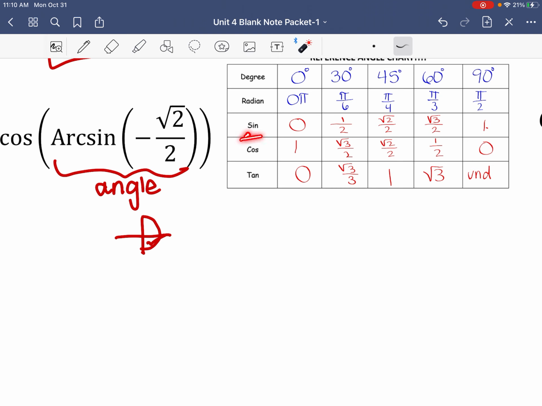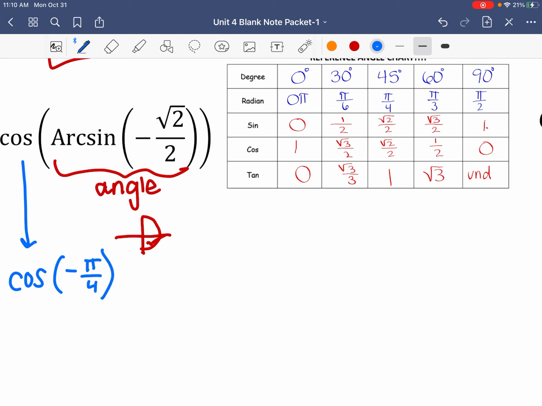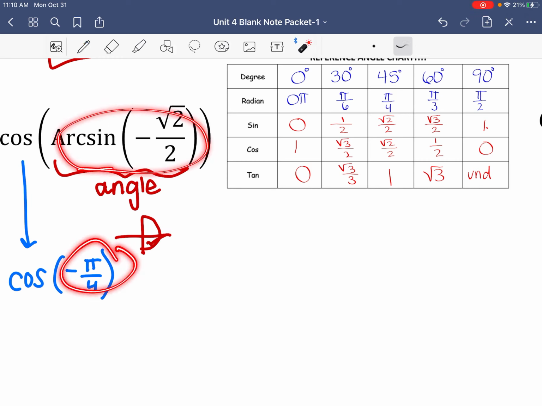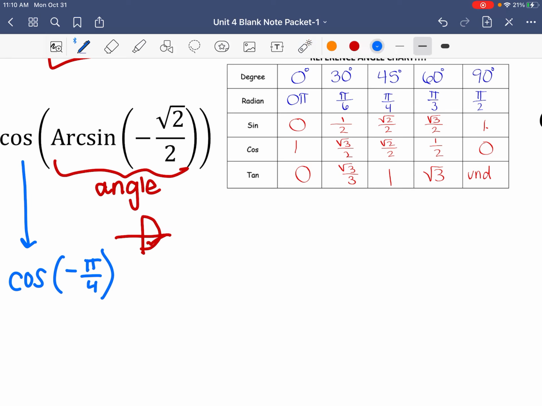Look on your chart, look at sine, root 2 over 2. My reference is pi over 4. But think to yourself, we're in quadrant 4, so we have to write it like this. Negative pi over 4. Because we were in that 4th quadrant. So this time I replace this inside with an actual angle. And now I'm trying to evaluate the cosine of negative pi over 4.